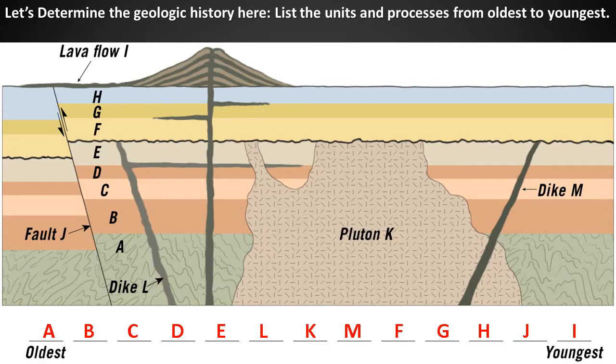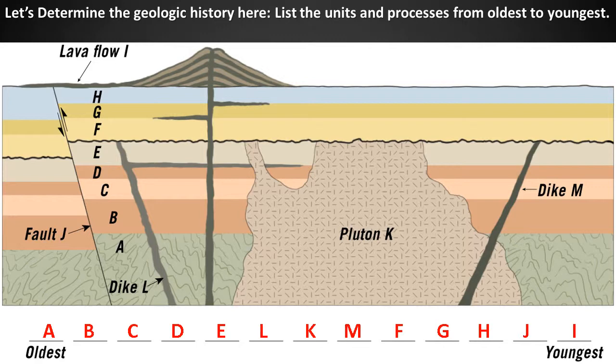Pluton K cuts dike L. Cross-cutting relations. Dike M cuts Pluton K. Cross-cutting relations. F is the next oldest rock. Superposition. G is the next oldest rock. Superposition. H is the next oldest rock. Superposition.